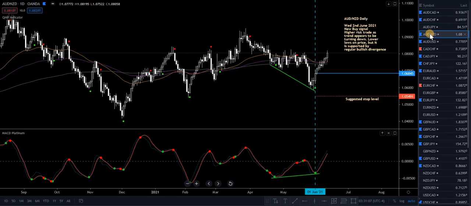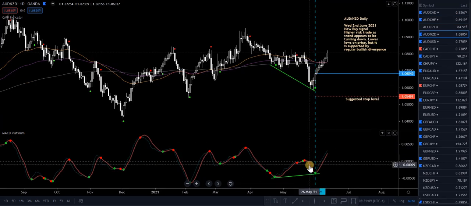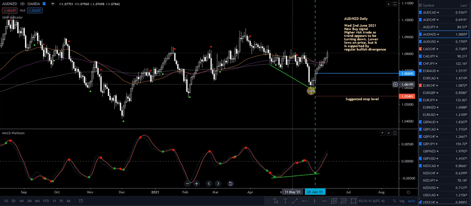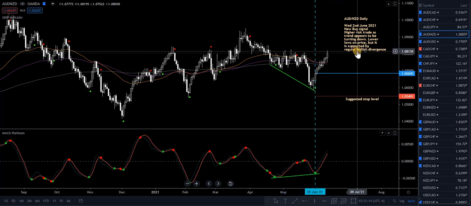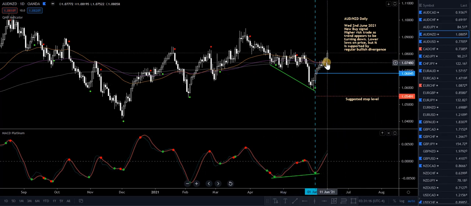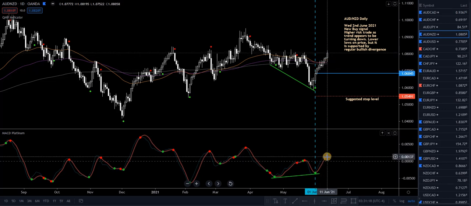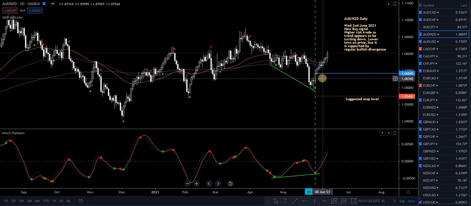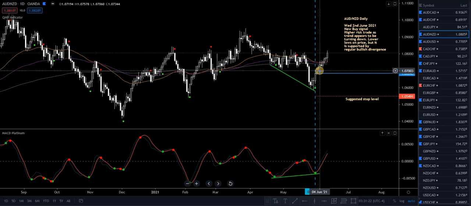Aussie New Zealand, let's have a look here. This is a buy signal here, going nicely. Buy here, supported by regular bullish divergence. Stop there. Now this one's gone through nicely. We're well through the zero level on the MACD Platinum. I'd be closing half and bringing my stop up somewhere up here.